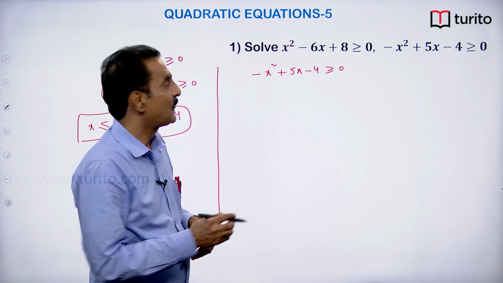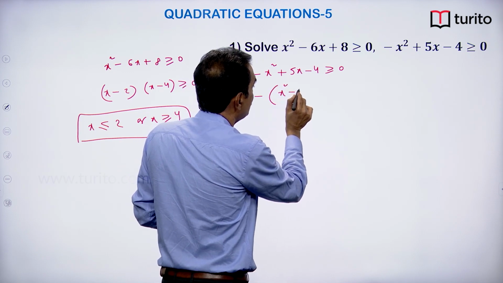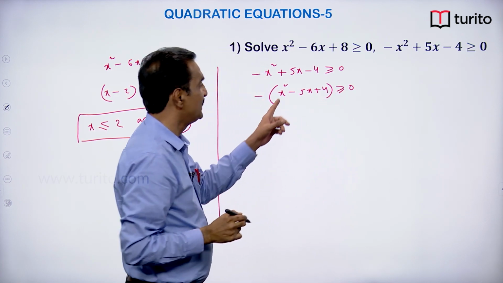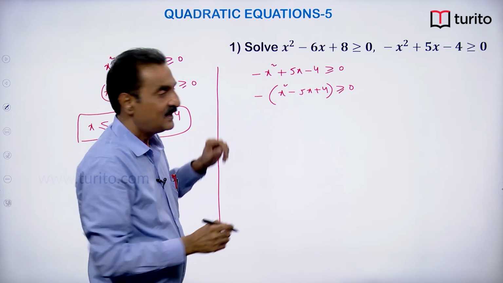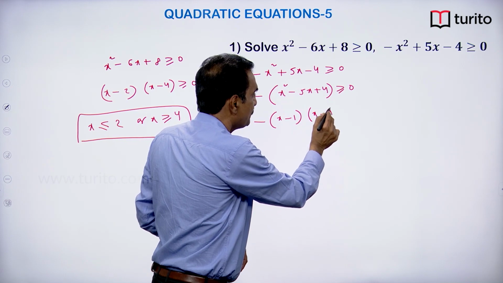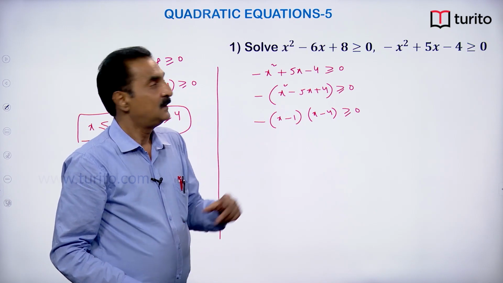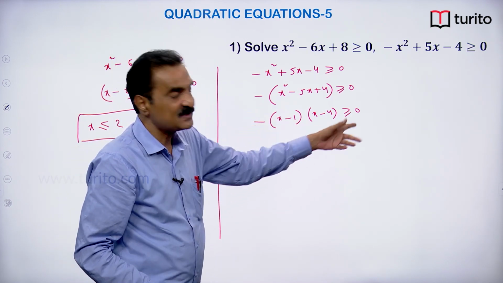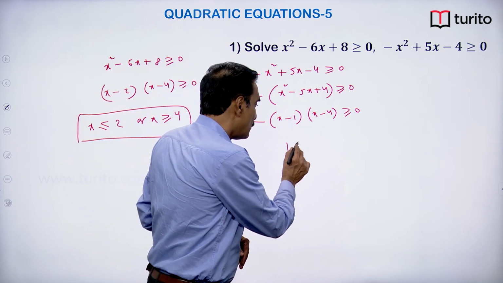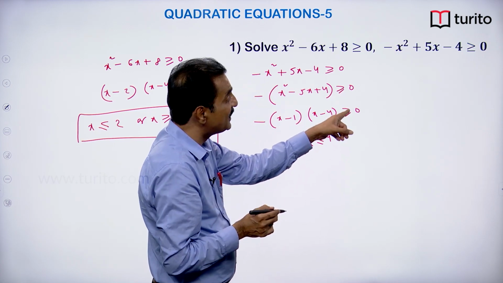How to find the roots? If you take minus common, we can write it like this. Now you can easily factorize this as x minus 1 into x minus 4 greater than or equal to 0. Roots are 1 and 4. The x square coefficient is negative, expression is positive, so x lies between the roots. So what is the solution here? 1 less than or equal to x less than or equal to 4. I am writing equality also because equality is given.